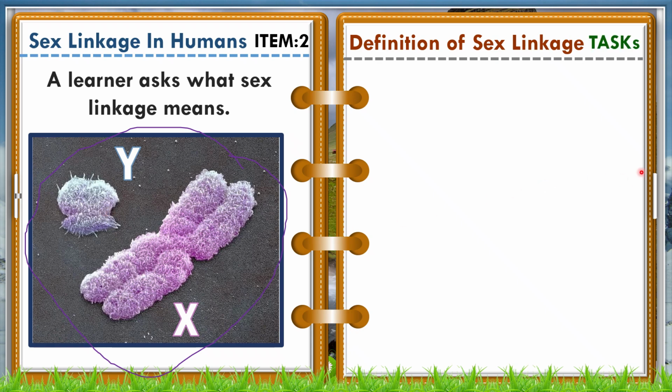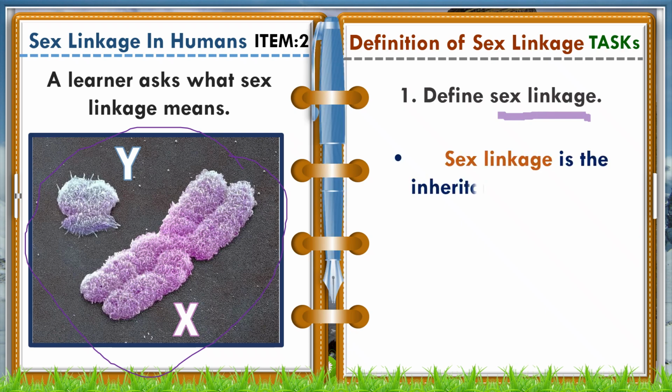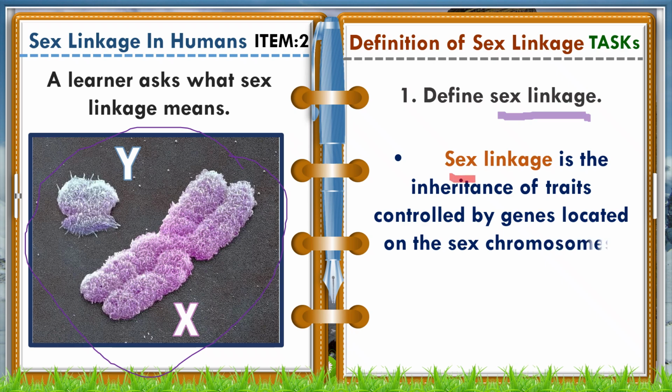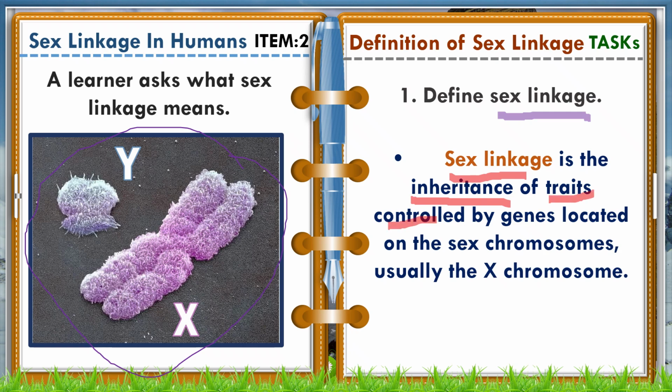Task: define sex linkage. Define sex linkage. Sex linkage is the inheritance of traits controlled by genes located on the sex chromosome, and usually that chromosome is the X chromosome.